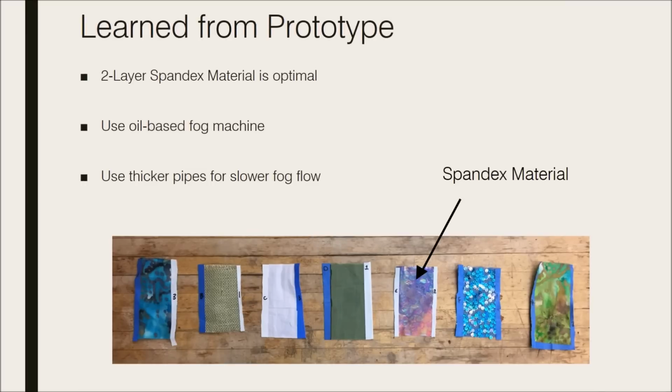Thanks, Sahaj. As a result of prototype testing, it was determined that two layers of spandex material exhibits the most visually discernible diffusion. It was also learned that for the final product, an oil-based fog machine instead of a water-based fog machine should be used to prevent water condensation within the pipe. Finally, thicker pipes should be implemented in the final design to help reduce the speed of the fog flow and to help better visualize the diffusion process. If these changes are made, the final product will meet all the needs and specifications that were initially intended.